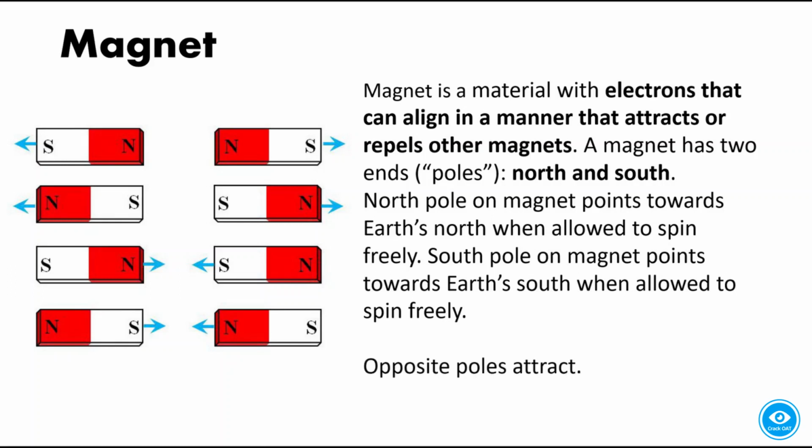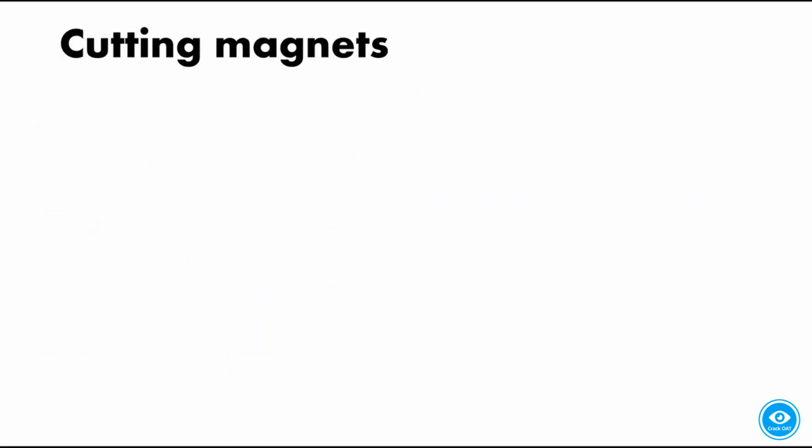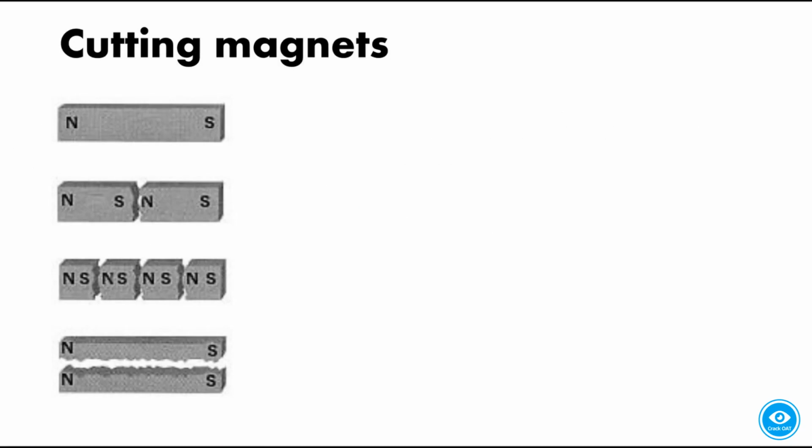And you know that opposites attract while same poles repel. So if you were to cut a magnet, each of the individual fragments will turn into another magnet.